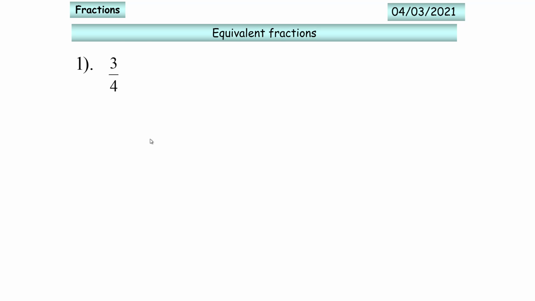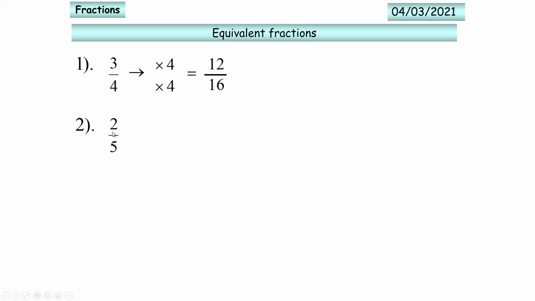So here, if we multiply, whatever we do to the numerator, the top number, we've got to do the equivalent to the denominator. Okay, so if I'm going to multiply the numerator by 4, I've got to multiply the denominator by 4. Okay, 3 4s are 12, and 4 4s are 16. So 12 out of 16 is the same thing as 3 out of 4.